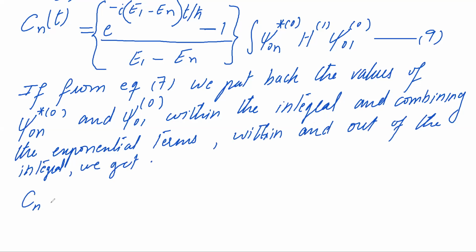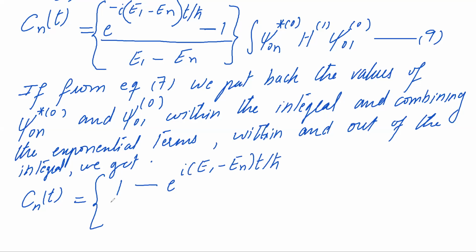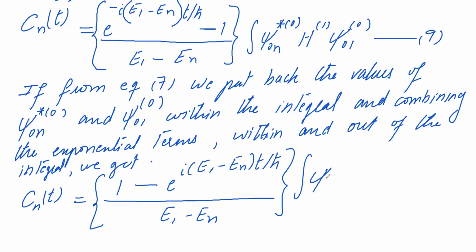Cn t is equal to 1 minus e raised to iota (E1 minus En) into t over h bar, over (E1 minus En), integral psi n star 0 H superscript 1 and psi n superscript 0. Okay.